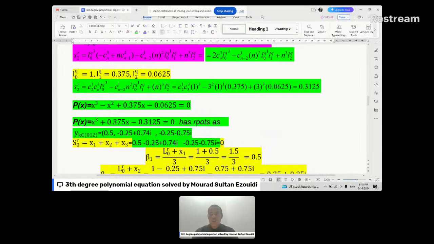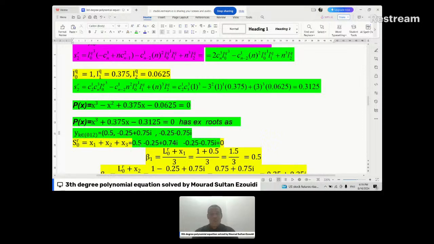Now this third degree polynomial equation has roots x subscript k, for k belonging to 0, 1, 2, equal to 0.5. This is the first root. And negative 0.25 plus 0.75i, this is a complex number. And this is also a complex number, negative 0.25 minus 0.75i. Therefore, you can note that if you add all the roots of this new third degree polynomial equation, you will get 0.